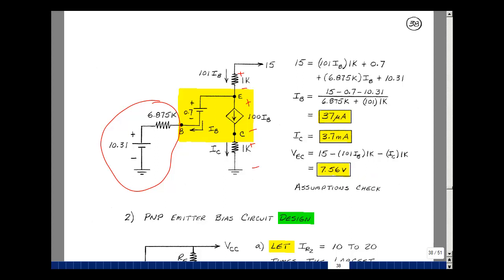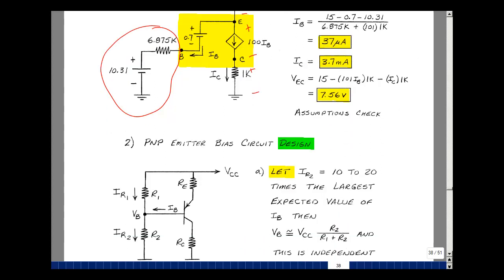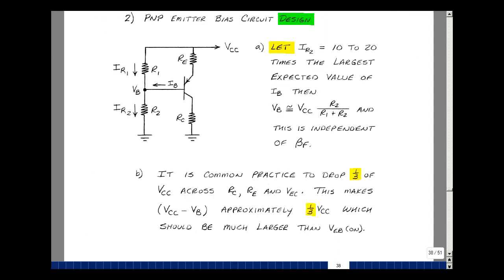The procedure is very similar to what we did for the NPN transistor, but our models are just flipped. We could do the same design procedure by just stating it. I'm going to pick the current in this resistor to be at least 10 or 20 times bigger than the biggest possible I sub B, and that'll give me a voltage here that's equal to R2 over R1 plus R2 times VCC. And by doing that, I have a voltage here that's independent of beta F. We'll drop a third of the power supply across here, a third across here, and a third across here. And that'll make the voltage across here roughly equal to about a third of the power supply if VCC divided by 3 is much greater than V sub EB on. And this is biasing the BJT.